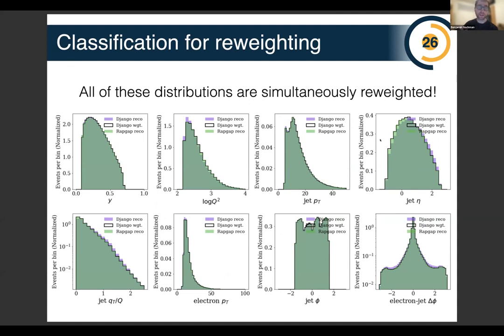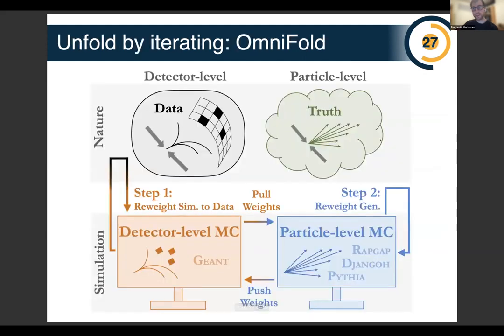And here, once again, we're rewriting the purple. We're training a classifier to distinguish purple from the green. We interpret the classifier output as a weighting function. We morph the purple to black, which matches the green, basically everywhere. Okay, that's one step of OmniFold. And then we wanted to be able to then iterate. So that was just detector level reweighting, but then we have to do this iterative procedure.